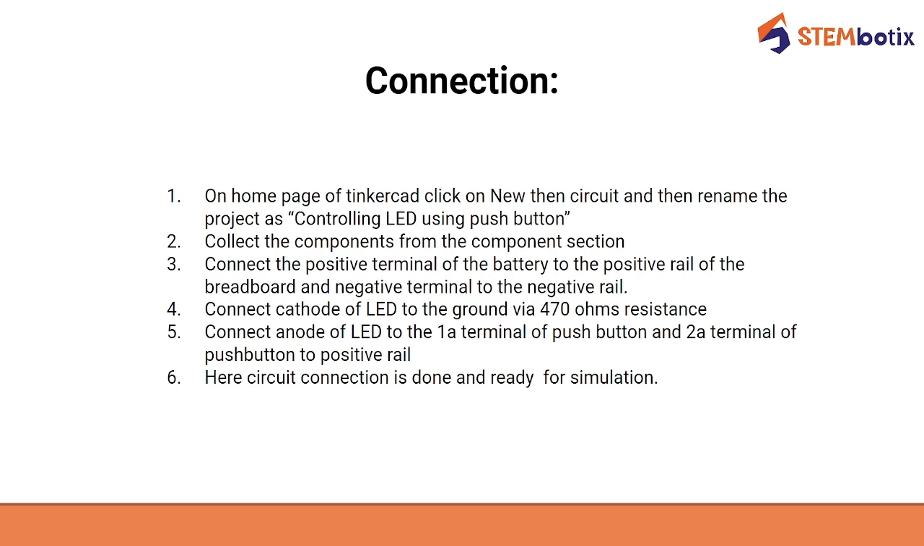Now connect the cathode of the LED to the ground via a 470 ohm resistor. Connect the anode of the LED to the 1A terminal of the push button and the 2A terminal of the push button to the positive rail using a red jumper wire. Here the circuit connection is done and now you are ready to simulate your circuit.